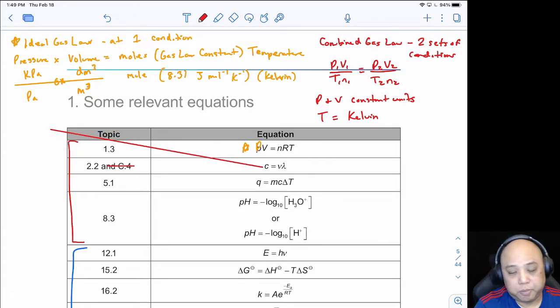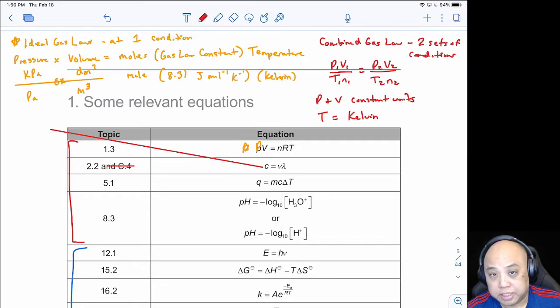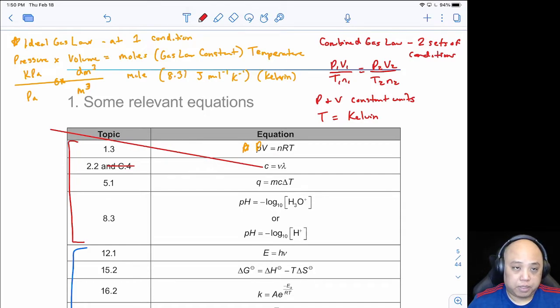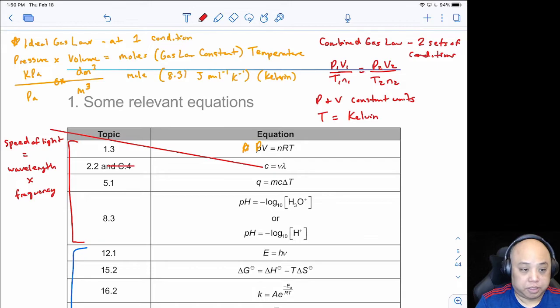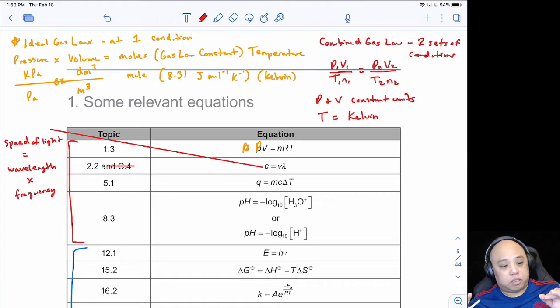This second equation, 2.2, is atomic structure, and essentially the wavelength and frequency of a photon, or a particle of radiation. And so here you have the speed of light is equal to wavelength times frequency. What you're really trying to show is that the speed of light is constant, and you'll be provided that in the data booklet in the next table.